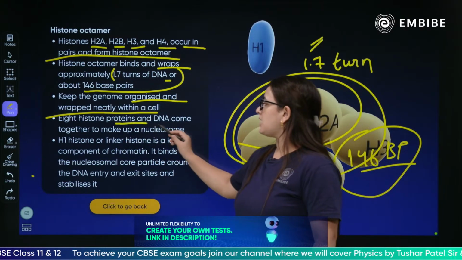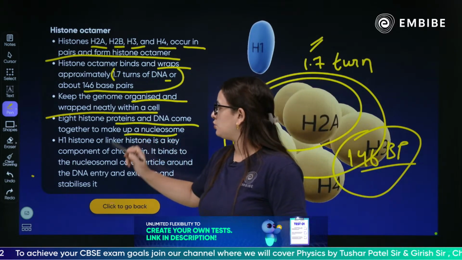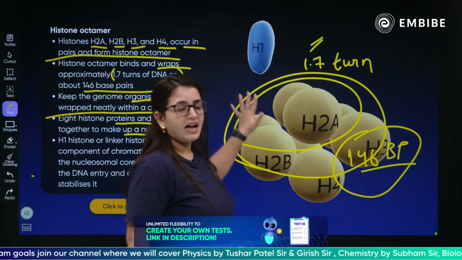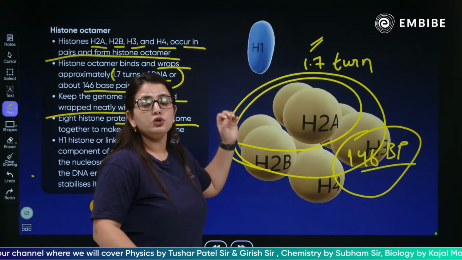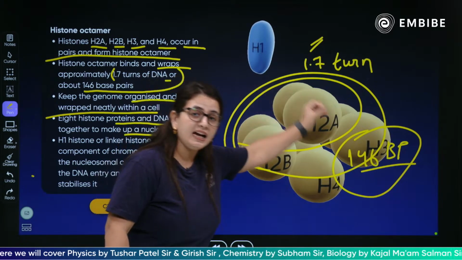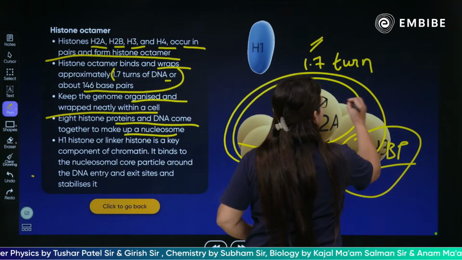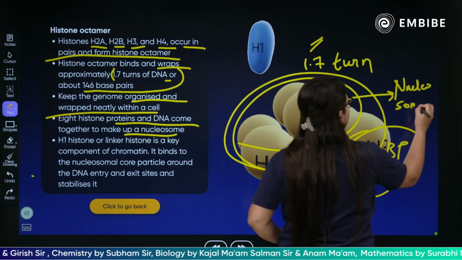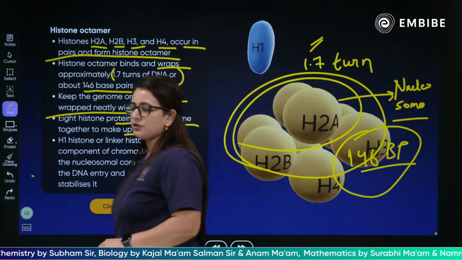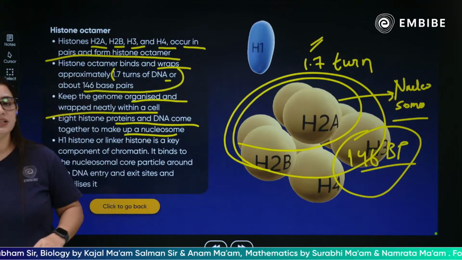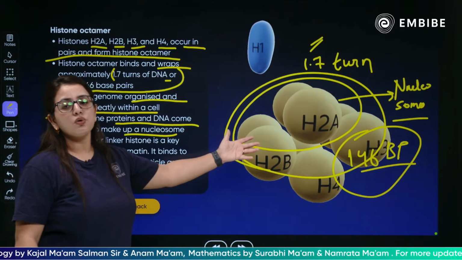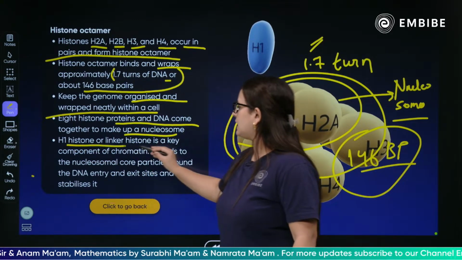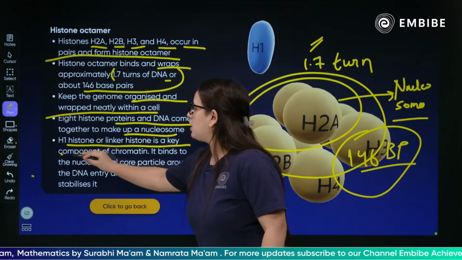8 histone proteins and DNA come together to make a nucleosome. Yes, this is your histone protein, and the DNA is wrapped around it. Together your histone protein and your DNA will make up the nucleosome. Yes, H1 histone or linker histone is a key component of the chromatin.